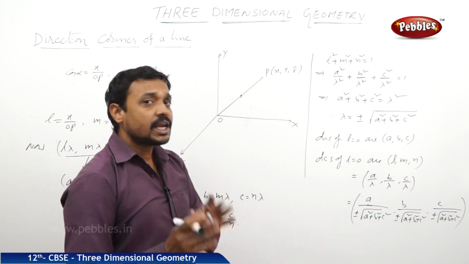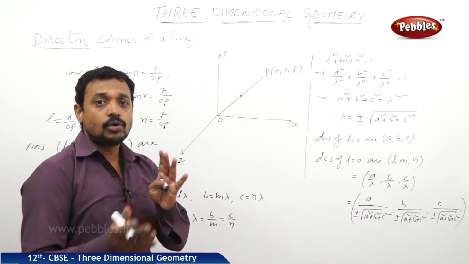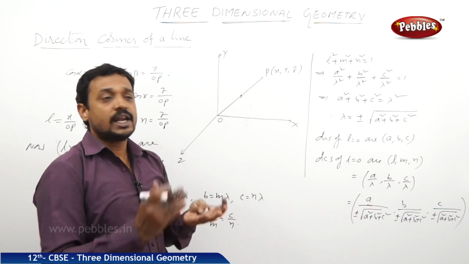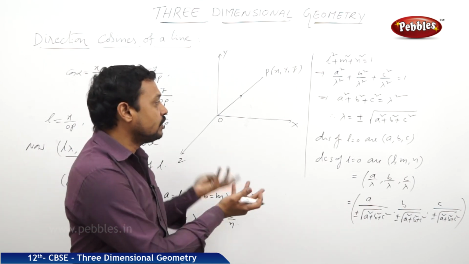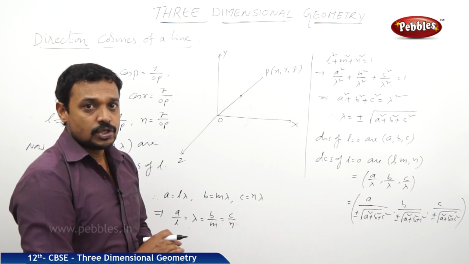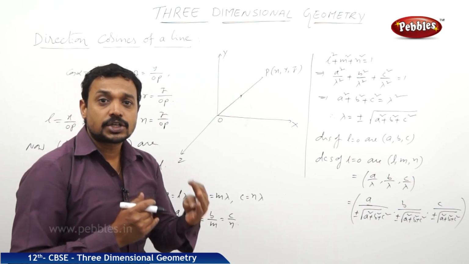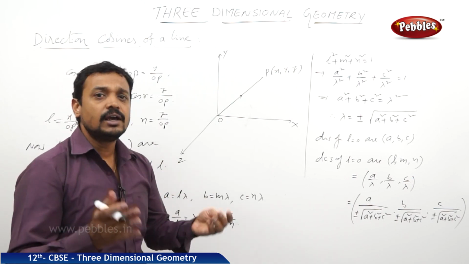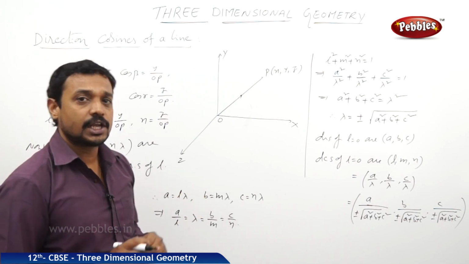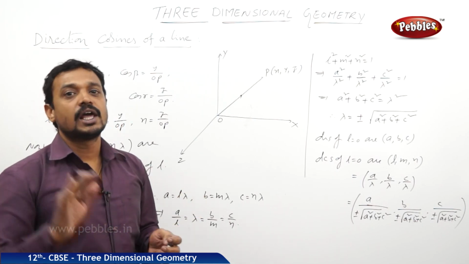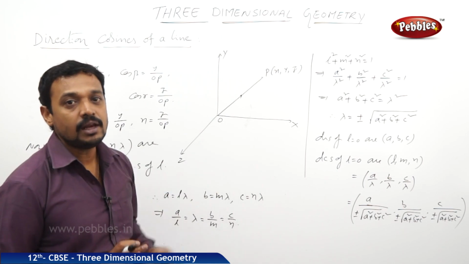Suppose the direction cosines are given, then how do we get the direction ratios? The direction ratios are nothing but the proportionate values of direction cosines. So, you just multiply the direction cosines with any scalar quantity that is not equal to 0. Then they are all direction ratios of that particular line.